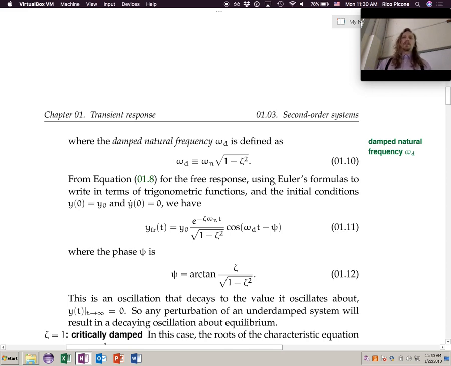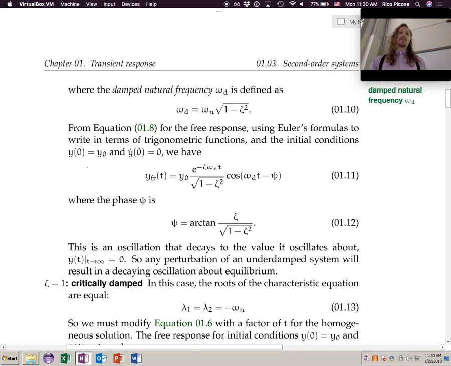The free response formula that we had at the beginning is valid because we have distinct roots. Using Euler's formulas to write it in terms of trigonometric functions, with initial conditions y at time 0 equal to y naught and y dot at time 0 equal to 0, we get this expression, 1.11. In this expression, we have our initial condition, and our zeta and omega n contributing to a decaying exponential.